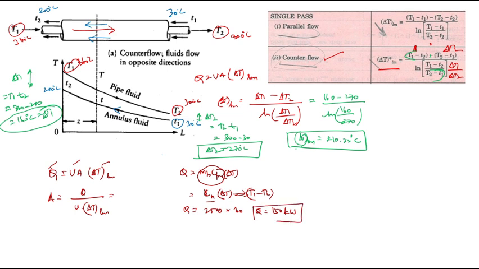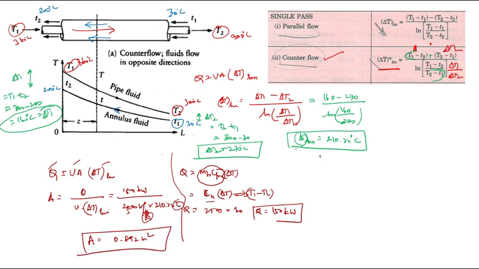So substituting 150 kilowatt divided by 2500 watt per Kelvin. Here delta TLM is equal to 210.22 degrees Celsius. Already I told you, per degree Kelvin is equal to per degree Celsius. So we can write 2500 watt per Kelvin or 2500 watt per degree Celsius. Both are the same value. So after substituting the values, we get the area equal to 0.892 meter square.